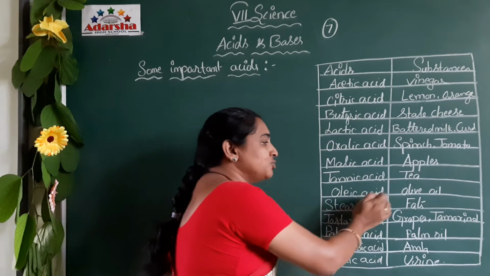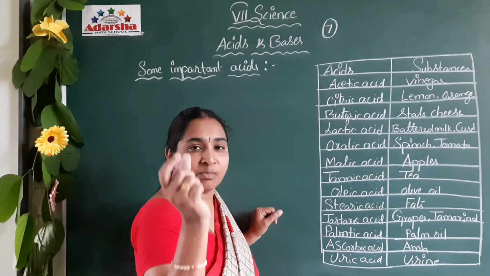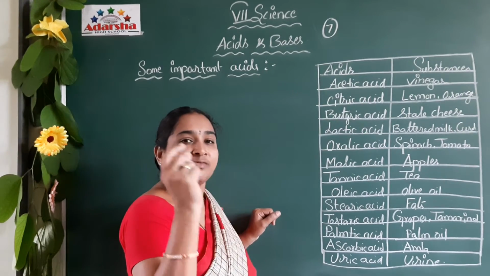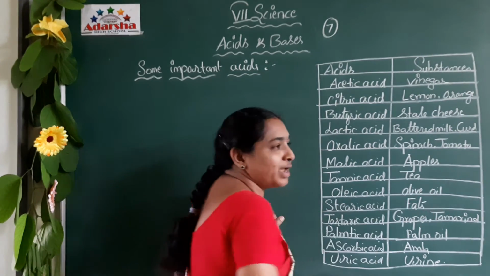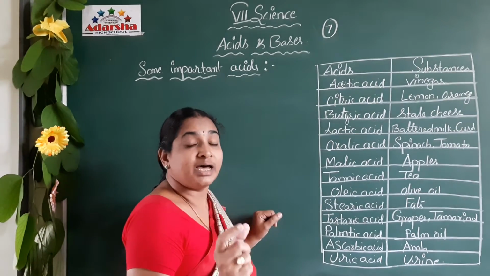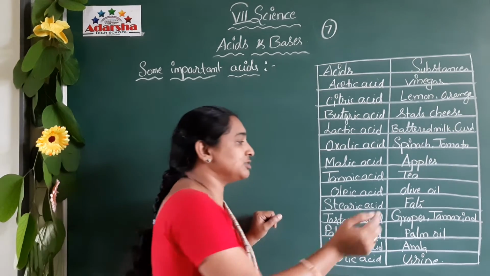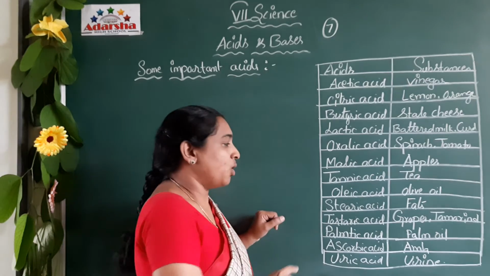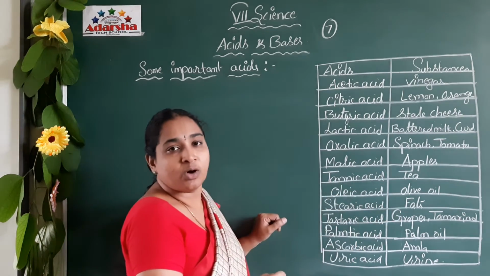Mainly we will find this oleic acid in olive oil. Olive is the name of a plant. From that plant we get olives. From those olives we get the olive oil. It is mainly used for cooking, and we also use olive oil in some kinds of medicines. Oleic acid is present in olive oil.